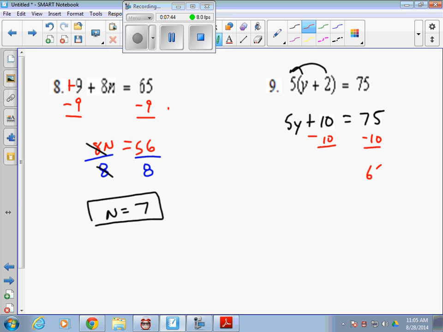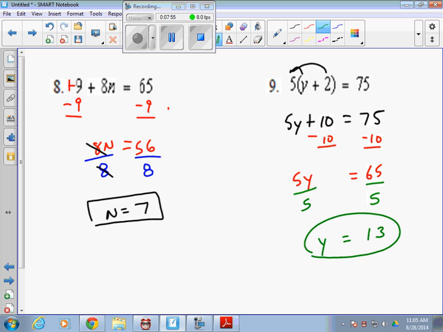75 minus 10 is going to be 65. You still have 5y on the left. Undo 5 times y by dividing by 5. Do it on the right-hand side. Y is 13, because 5 goes into 65 13 times.